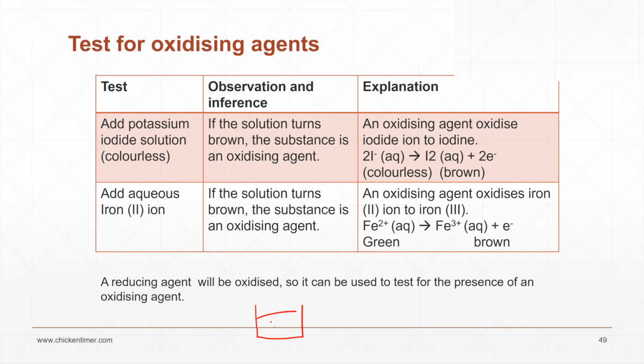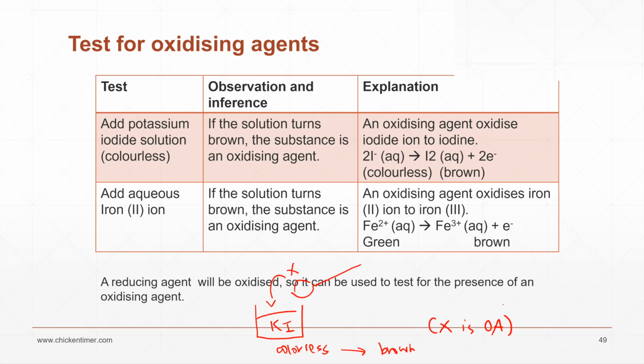What happened is like this. You have KI, then you have unknown substance X, and you want to know whether X is an oxidizing agent or reducing agent. So you throw X inside. Originally it's colorless. If after you throw X inside it becomes brown, then you conclude that X is an oxidizing agent. If you throw it in and nothing happens, then X is not an oxidizing agent. Your X is usually a solution also.